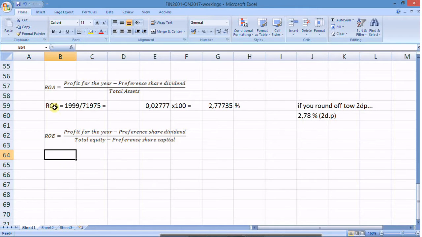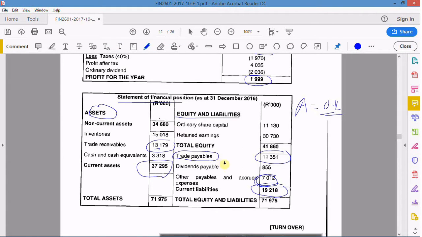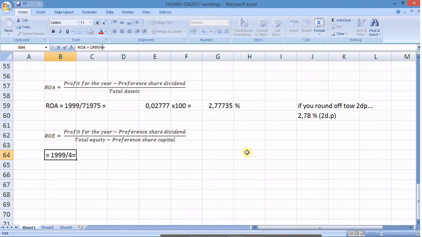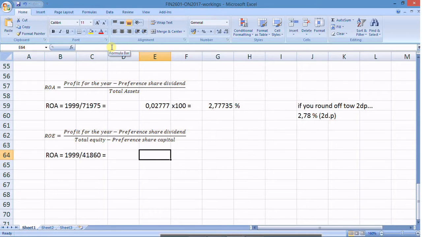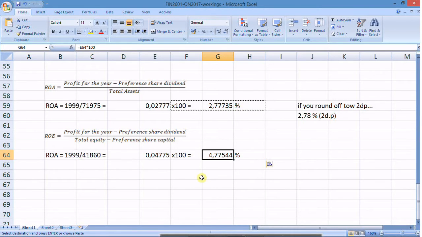All right, then the last one here. Profit for the year minus pref share dividend is the same numerator as the formula we just looked at. The only thing different here is it's total equity, which is 41,860. Times 100 gives you 4.77544. I got 0.5 something. Okay, guys, just be careful you're doing it correctly on the calculator. If there's no pref share dividend, it's 0. I'm going to take my other calculator to do these. That's it. That's all the formulas.